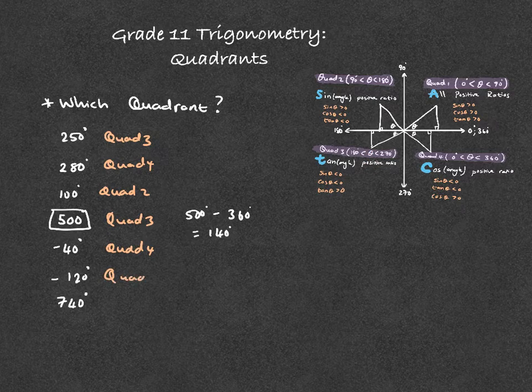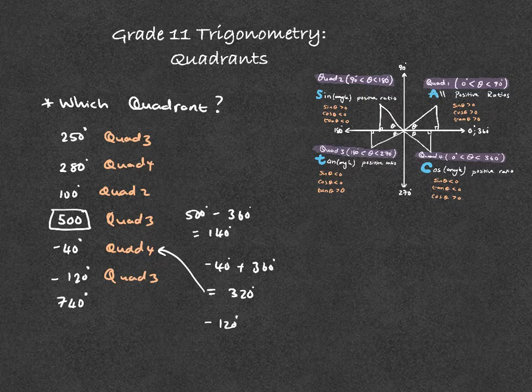So another way to do this, of course, is you just keep on adding 360 to a negative angle. So what is minus 40 degrees plus 360 degrees? That is equal to 320 degrees. And where would I locate 320 degrees? Of course, in quadrant 4. The same with the minus 120. Minus 120 plus 360 degrees is going to equal 240 degrees.